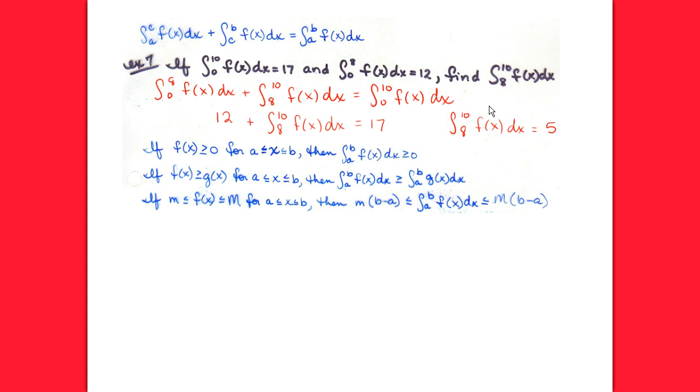All right, then over on 333, they give me some comparison properties. Remember yesterday we saw that if your function is above the x-axis, you get a positive area under the curve. But if your function is below the x-axis, you get a negative area for that, right? So this says if your entire function is greater than or equal to 0 for all the values in your interval, then the definite integral would have to be greater than or equal to 0.